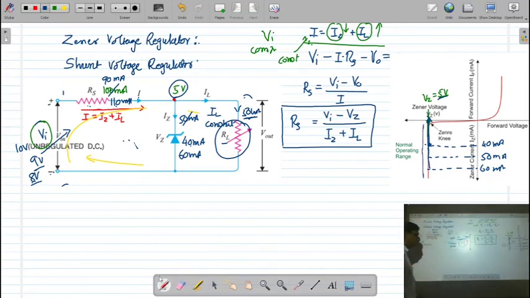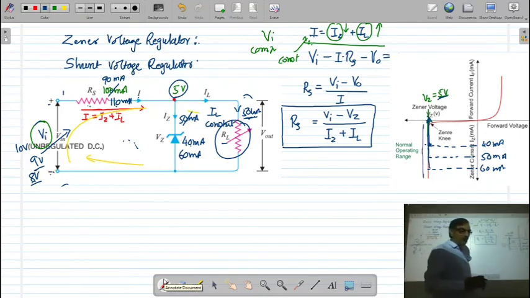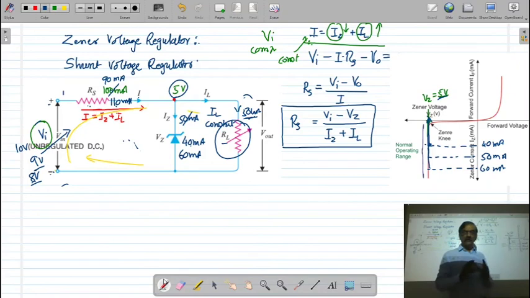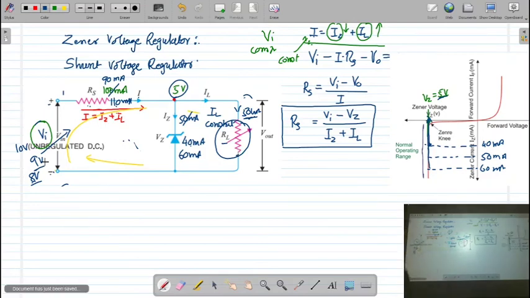Okay. So now come back to this expression, that the value of Rs is given by Vi minus Vz divided by Iz plus IL. Now remember, here we have no idea whether IL is maximum or minimum. Whenever we design the circuit, we have to design it for the worst condition, or the extreme condition of a power supply. So what is one of the extreme conditions? Extreme condition means that the load current is maximum and my input voltage is minimum.